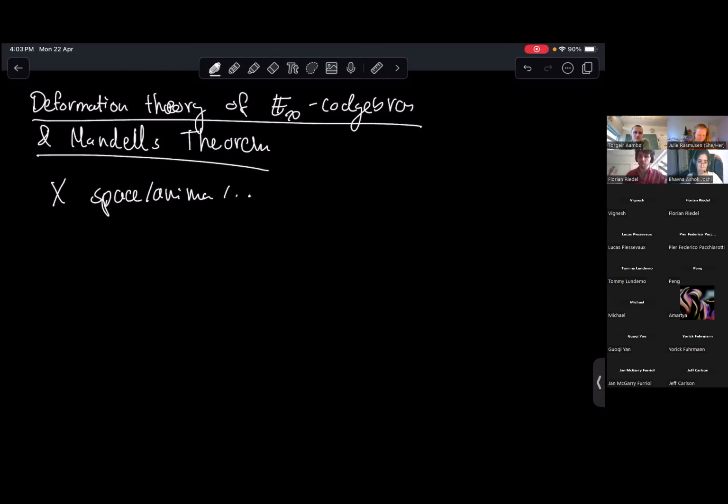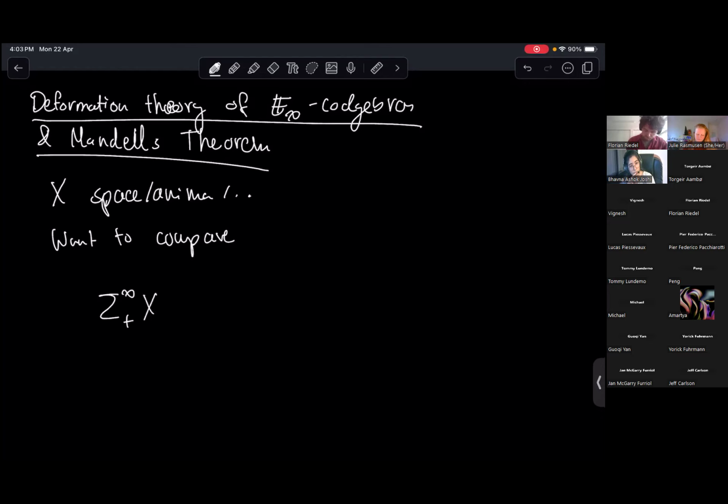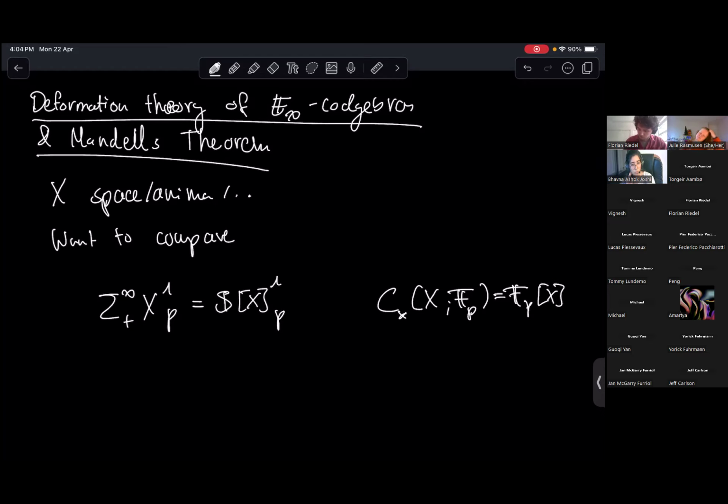Fundamentally, what we want to do is compare two invariants of that space. One of them is the p-complete suspension spectrum of your space, which I'm going to denote as sphere adjoint X, p-complete. And we want to compare this with the chains on that space, the F_p-valued chains, which to keep consistent notation, I'm going to denote as F_p adjoint X. And p throughout this is a prime, as you can imagine.